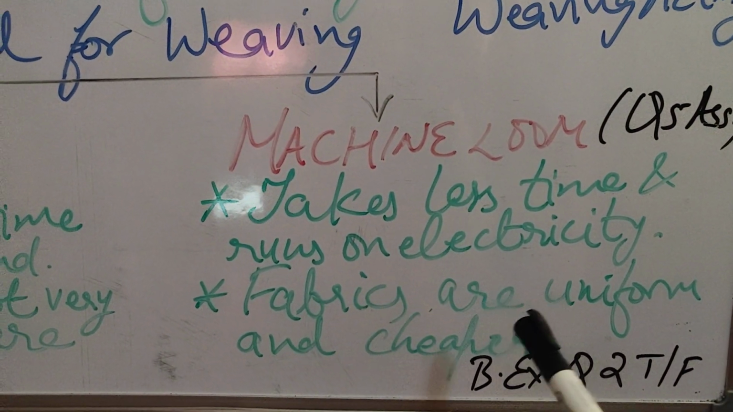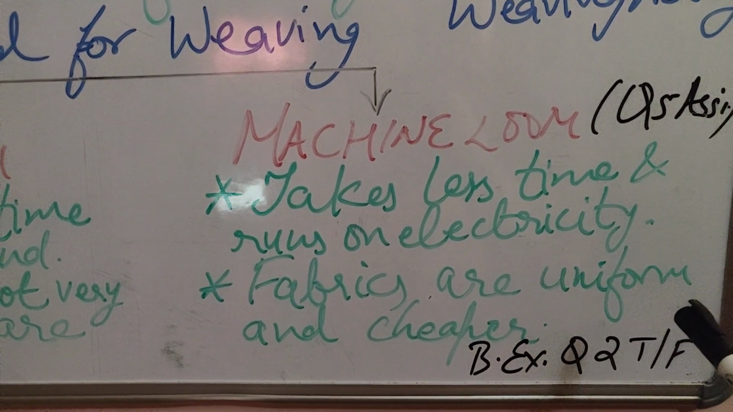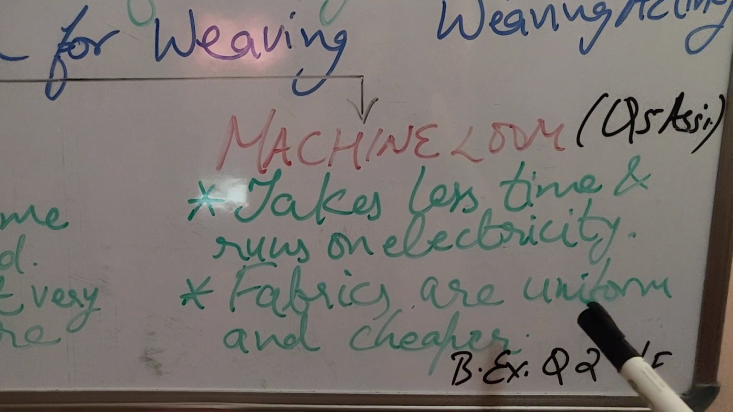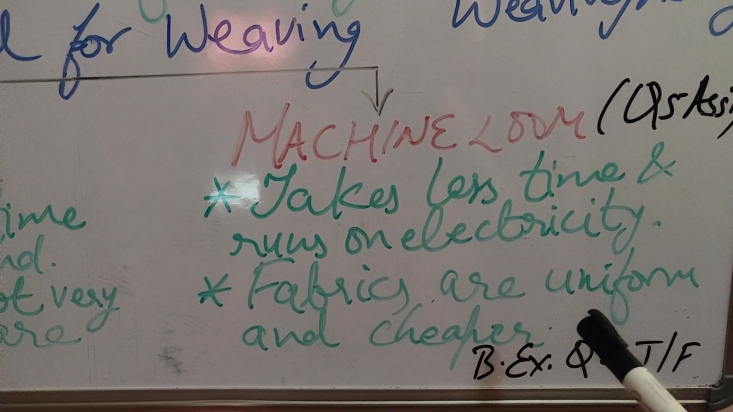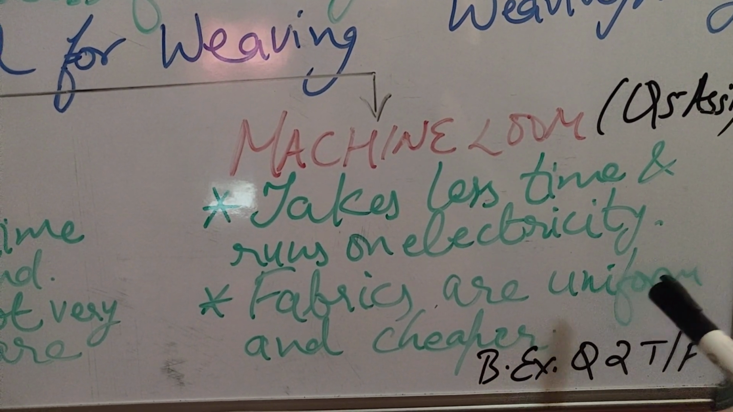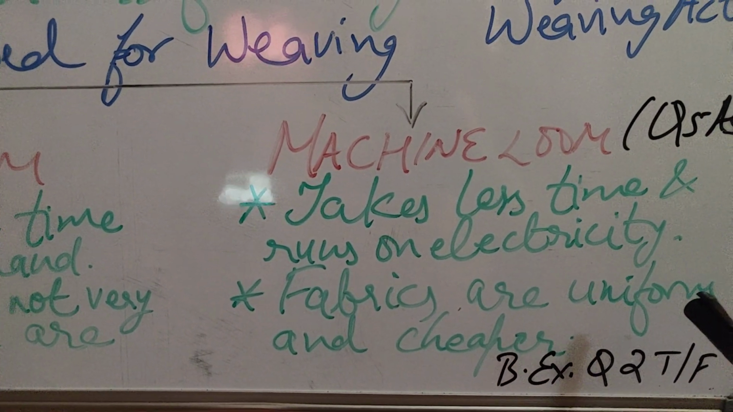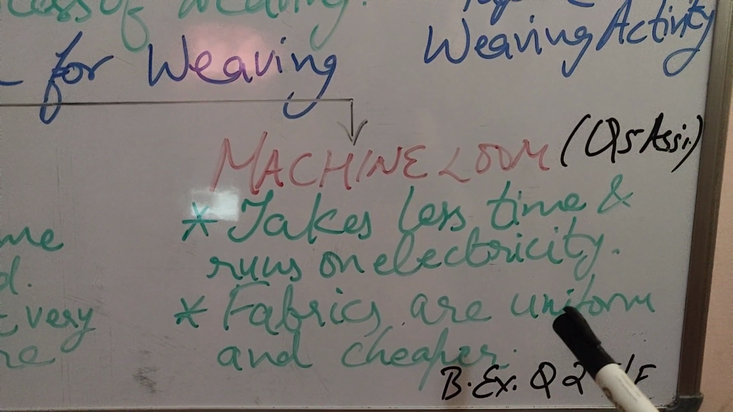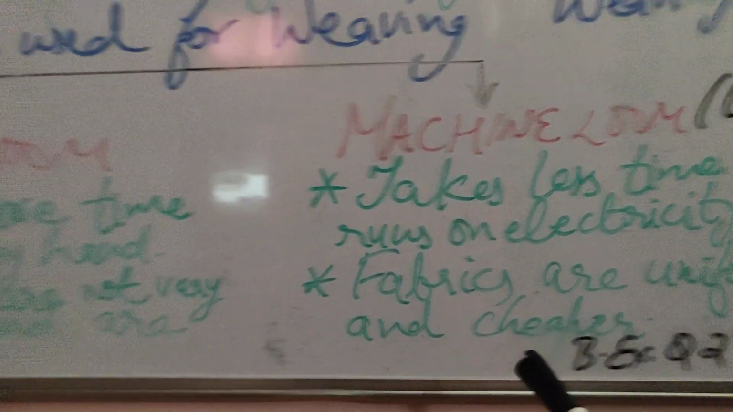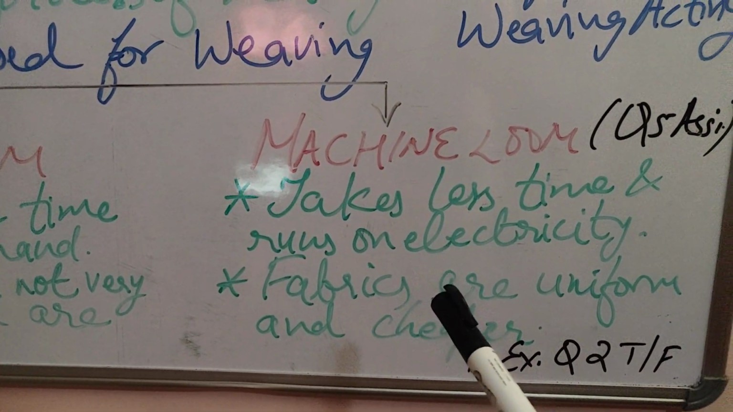Then fabrics are uniform, meaning they will be smooth and the fibers will not come out of them. All the fabrics made this way have a smoothness and appear almost similar to each other. It depends upon the design, but they are very uniform and they are cheaper than handloom woven fabrics or saris.